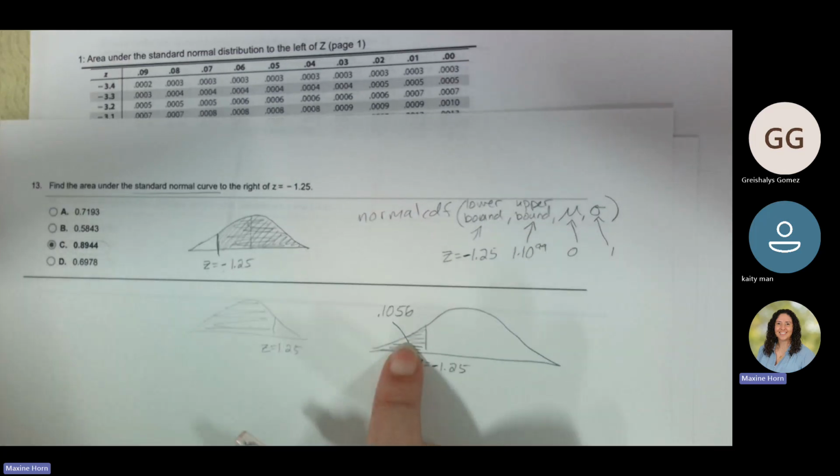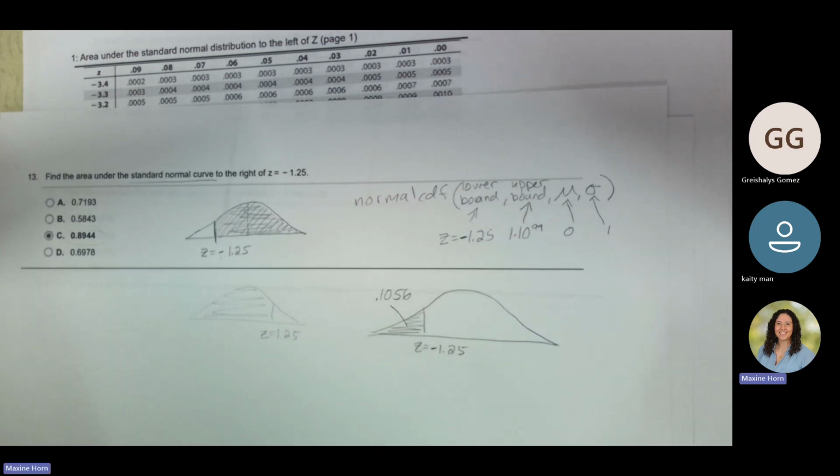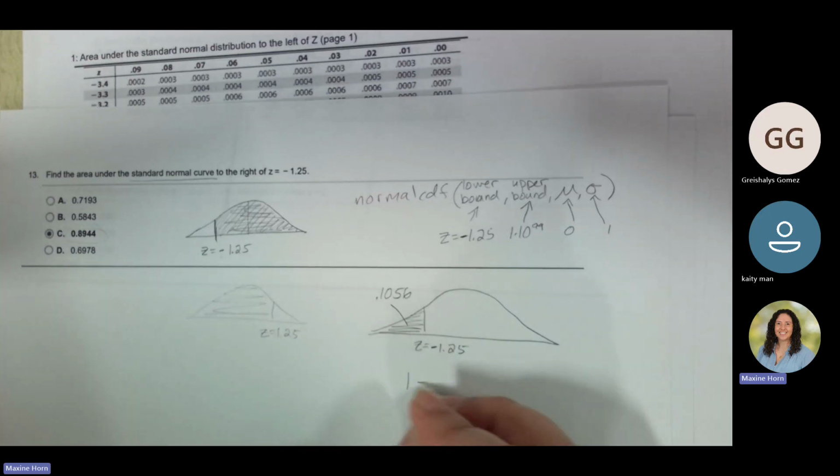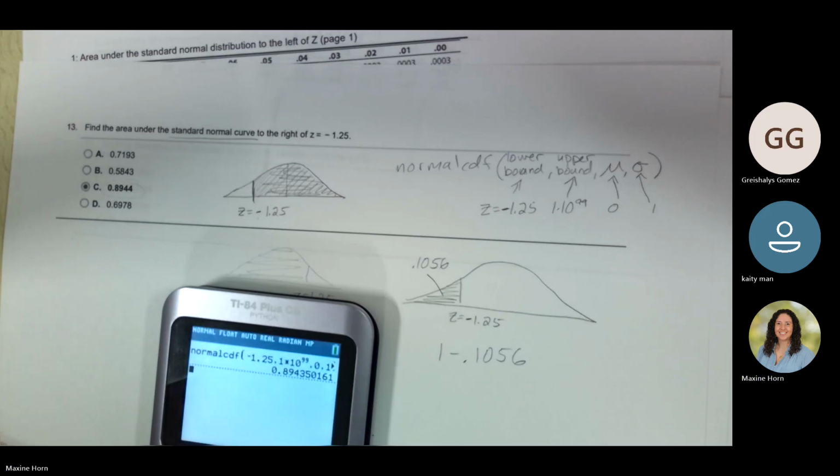So this section, the shaded section, plus the unshaded section is 1. They add up to 1. So all I would have to do is subtract that from 1, right? 1 minus 0.1056, and we get 0.8944.